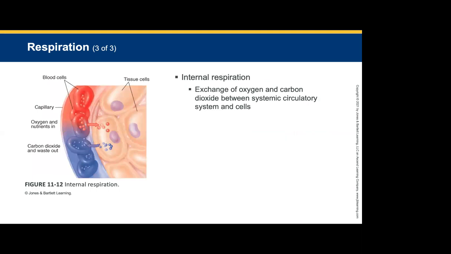I'm going to read some of the notes on this because this one's important. Internal respiration is when oxygen passes from the blood into the capillaries of the tissue cells. Carbon dioxide and cell waste pass from the cells into the capillaries, and are transported via the venous system back to the lungs.